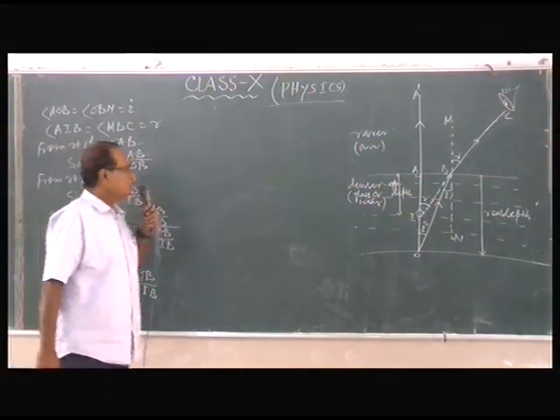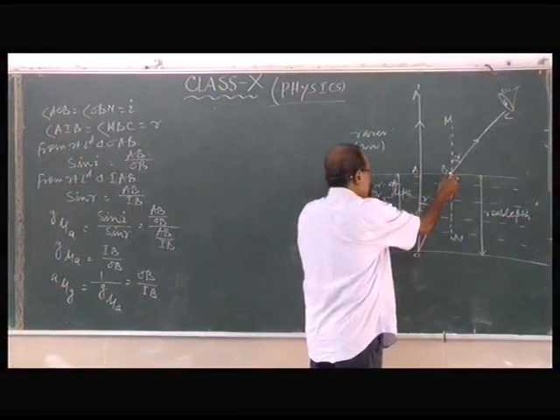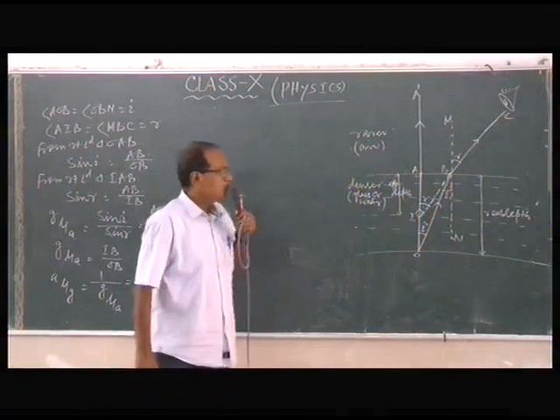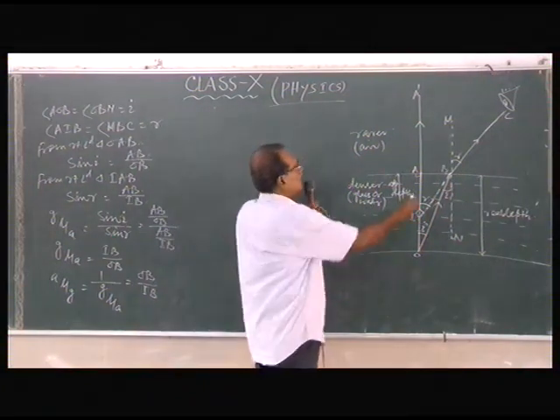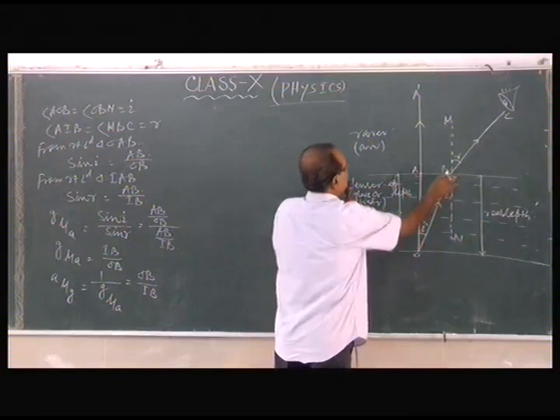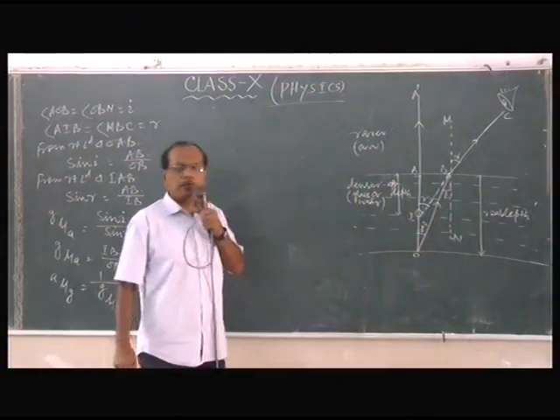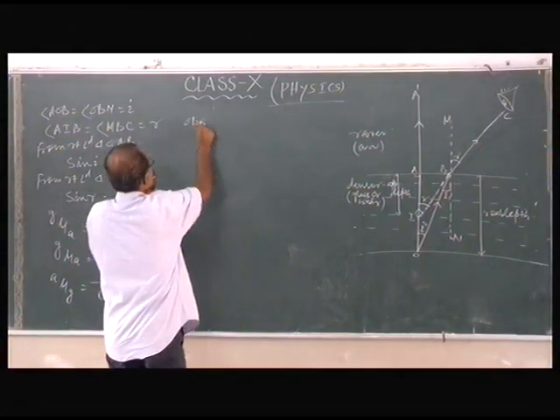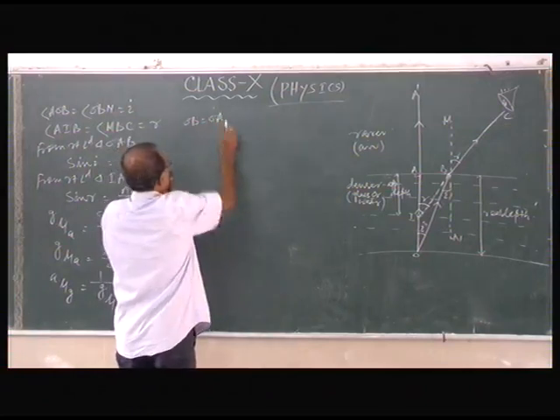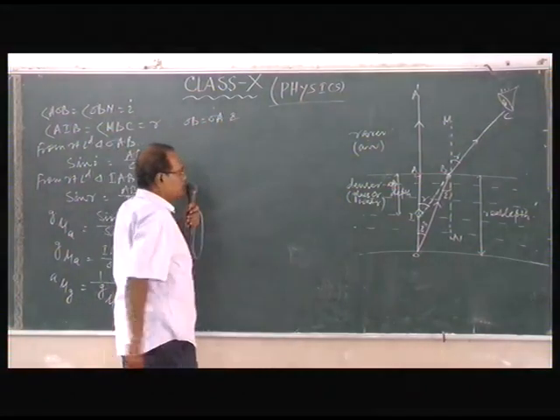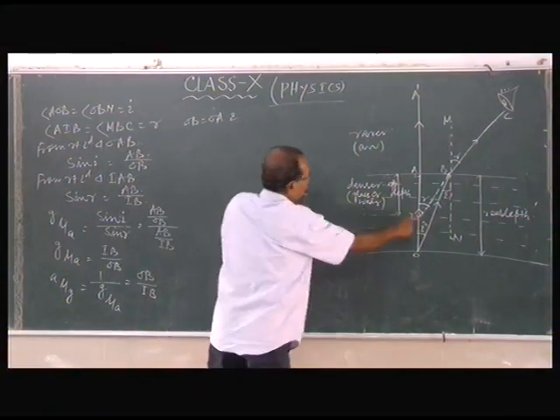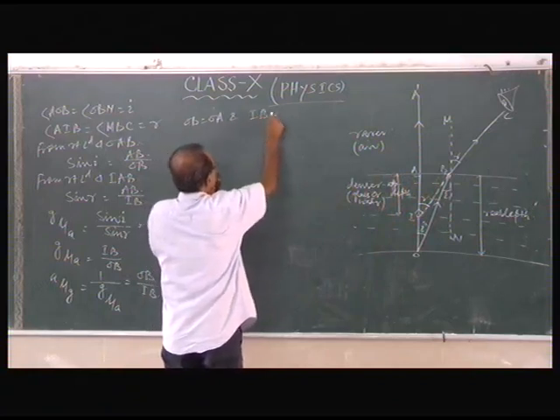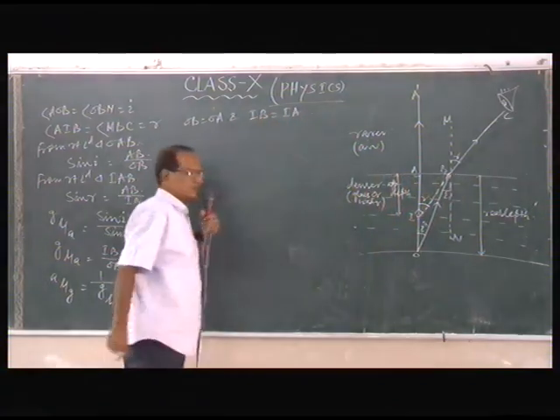Now, as we consider this point B, that is B is very close to A. When B is very close to A, then what happens? OB will be nearly equal to OA. And IB also will be nearly equal to IA. Am I right?